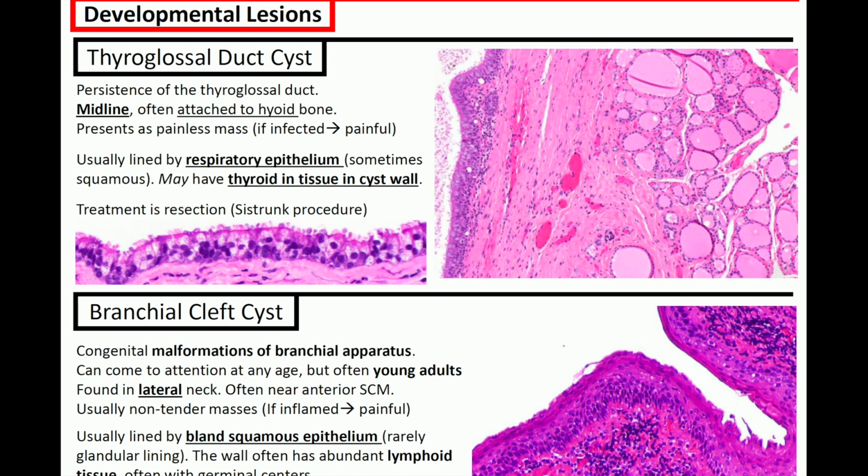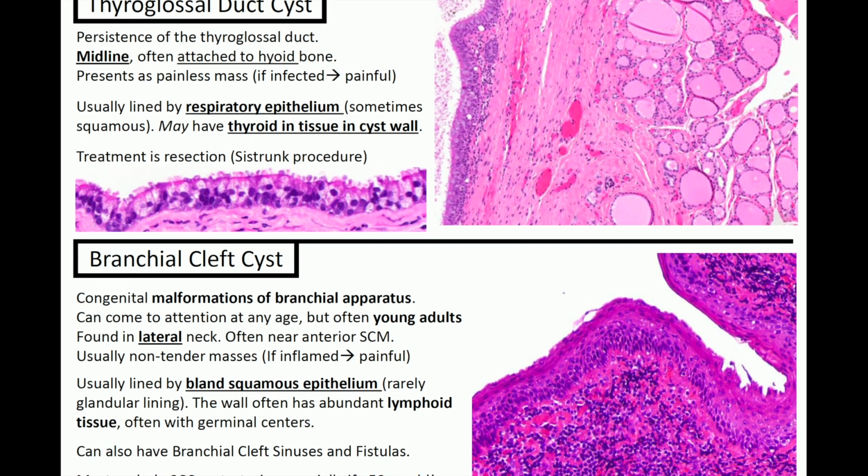And they're usually lined by respiratory epithelium, sometimes squamous, and they may have thyroid in the cyst wall, as we see over here, thyroidization. And treatment for a thyroglossal duct cyst is resection, and that's known as the Sistrunk procedure. I did not know that.